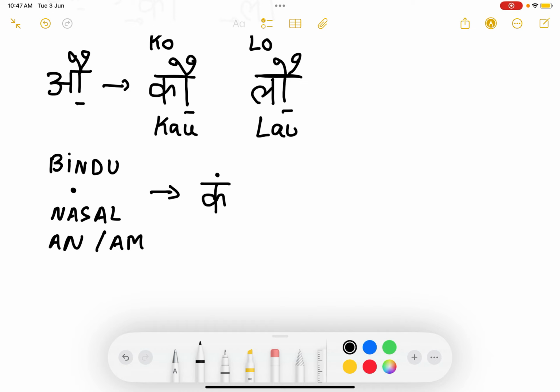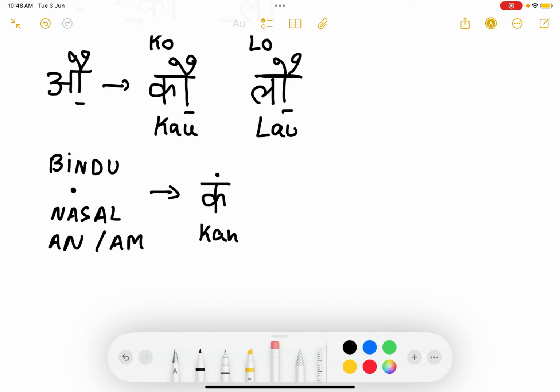Now, how do we read this? Kan. The k letter now combines with a slight nasal n sound. Notice that it's not a strong or a hard n like kan. N is not strong here. If I have to write kan, I will write it with the consonant n itself like this. This is kan. But when you put the bindu, it's a partial nasal sound fading away. The sound fades away.